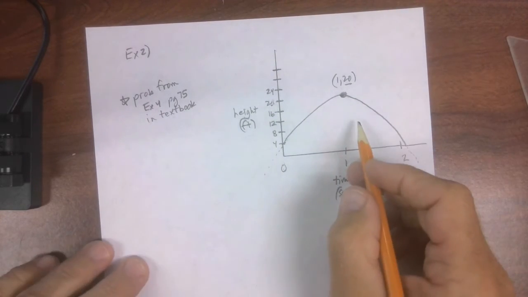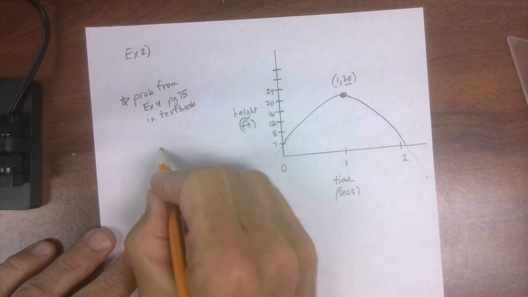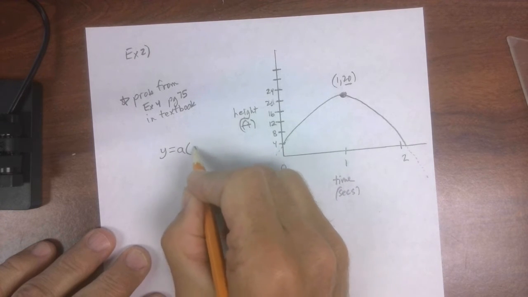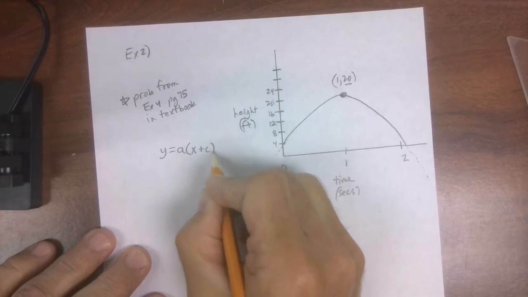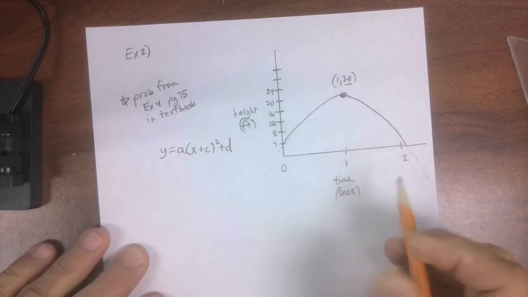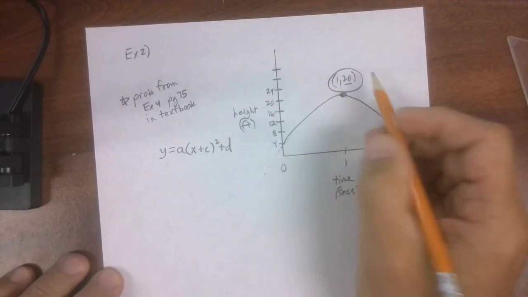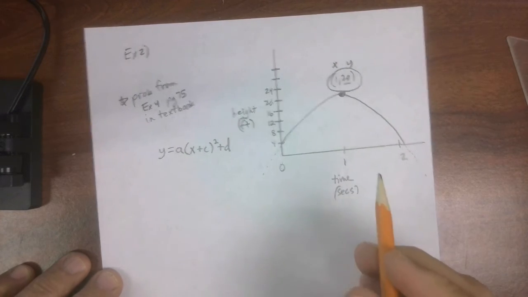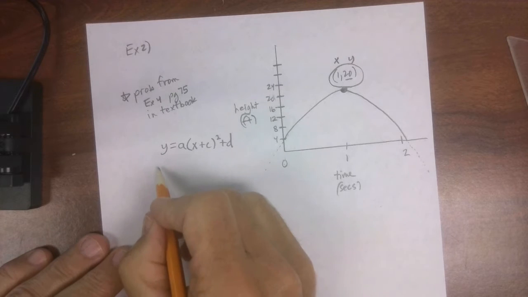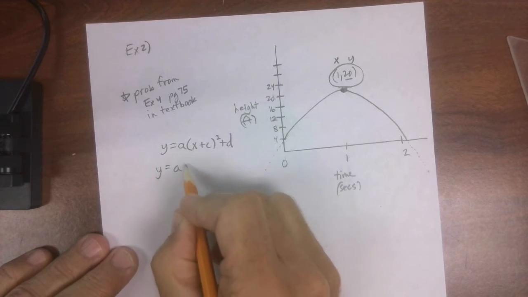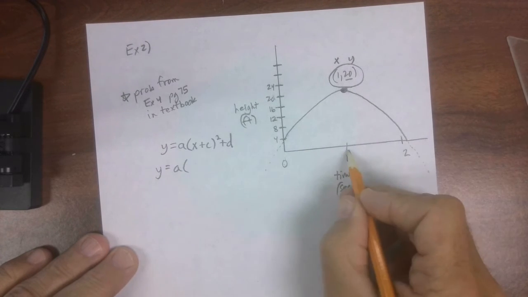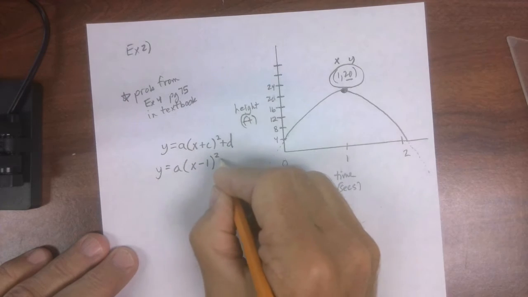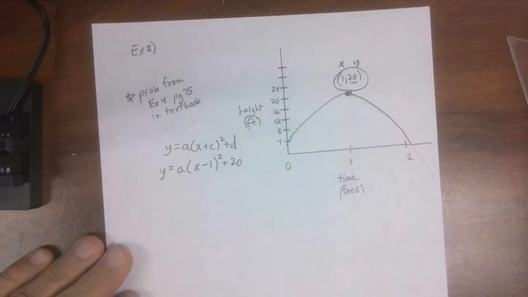So, number one, we know it's a parabola, so we know we're going to have to build off of this. We're going to start with the vertex. Here's my x value adjustment, my y adjustment. We know what to do with that by now. So we're going to go y equals a. It's to the right 1. That's x minus 1. It's up 20. So we stick her in there.